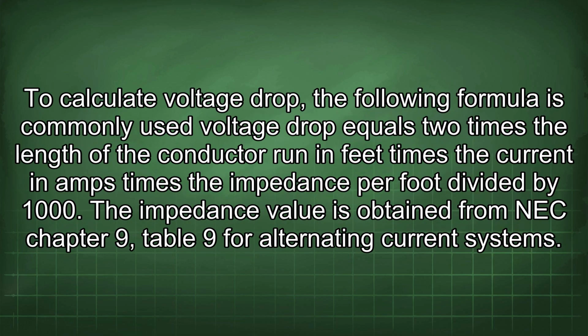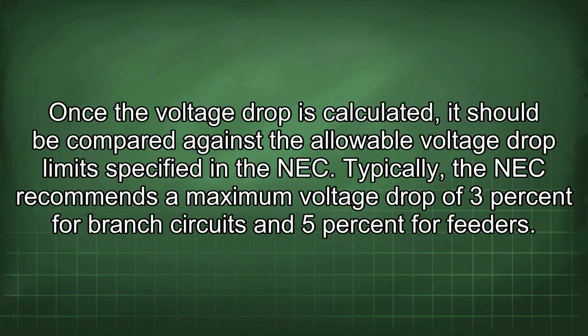To calculate voltage drop, the following formula is commonly used: voltage drop equals 2 times the length of the conductor run in feet times the current in amps times the impedance per foot divided by 1000. The impedance value is obtained from NEC Chapter 9, Table 9 for alternating current systems. Once the voltage drop is calculated, it should be compared against the allowable voltage drop limits specified in the NEC. Typically, the NEC recommends a maximum voltage drop of 3% for branch circuits and 5% for feeders.